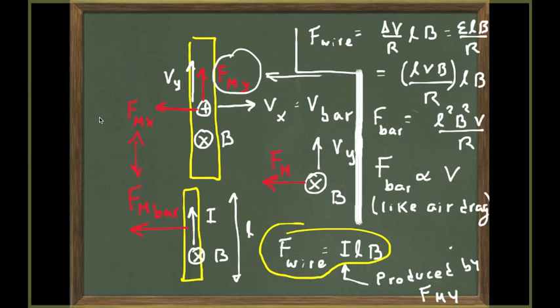example, or the force when something is falling in a liquid, where the viscosity force is also proportional to the velocity. So the faster you're trying to make this bar move, the stronger you're going to have to pull on it, because the reaction force, this Fm, is going to be proportional to the velocity.